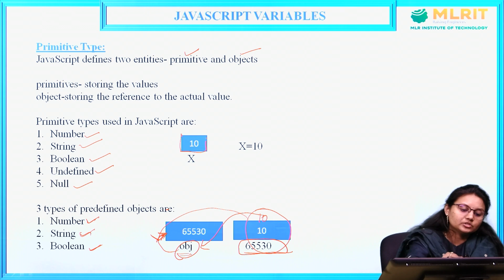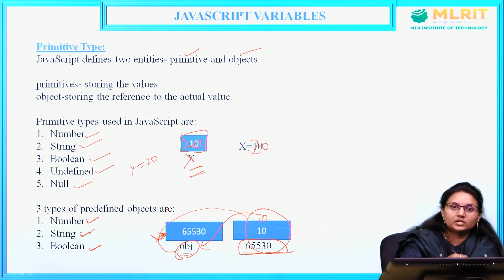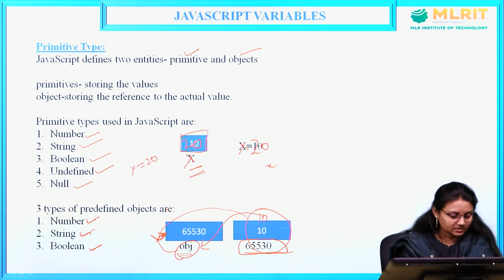In a primitive, you directly store the value in x with the name x. x is a unique identifier. Then x is 10. If you give x equals 20, this will be replaced with 20 and x will be 20 here. When you give capital X, you can't print that with small x because it is case sensitive.